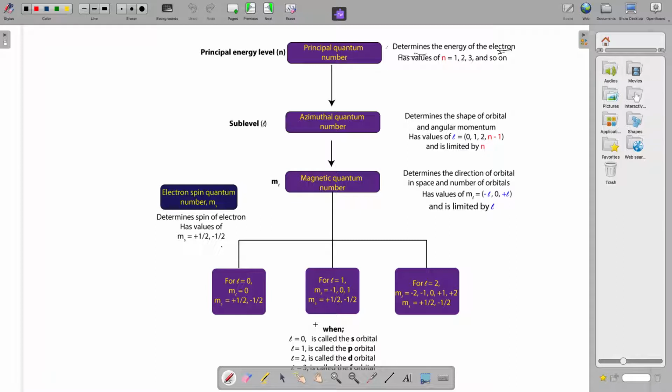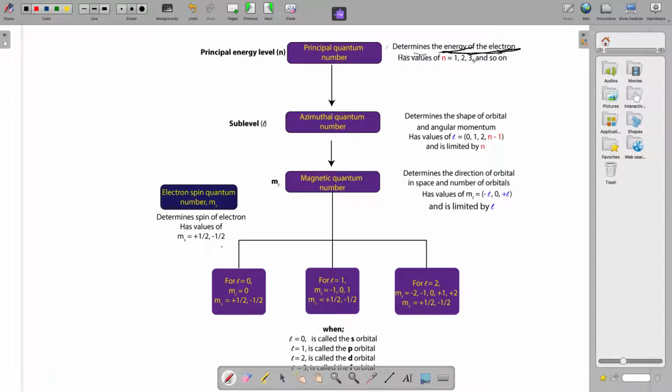So what is the principal quantum number? The principal quantum number specifies the energy level. As a result, it is important in determining the energy of the electron. Usually, it takes values of 1, 2, 3, and so on. It doesn't take 0. It only takes values from 1, 2, 3, and so on.